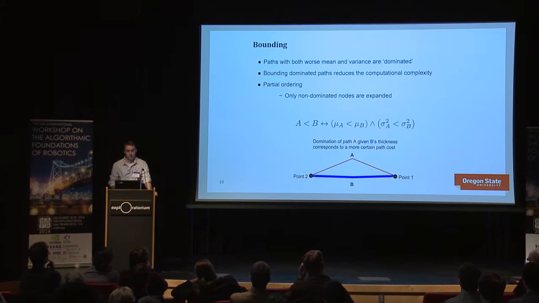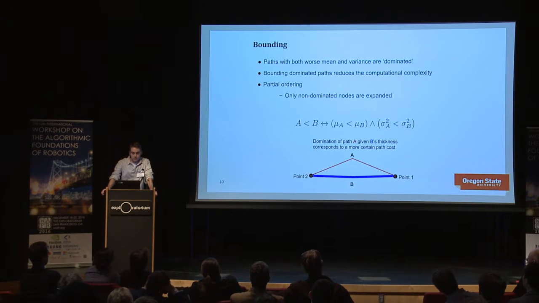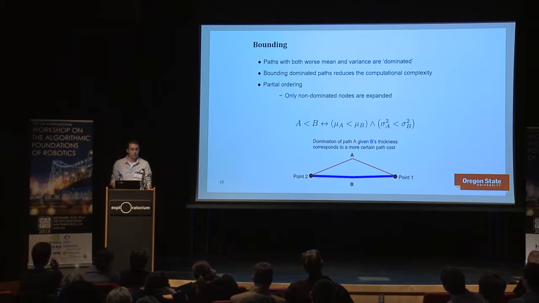All right, so in order to navigate through this graph, we have to bound the paths that we're looking at, because it's going to be intractable if we're looking at a giant graph with cyclical paths and wide detours. So we're going to bound the paths and call them dominated if they have both a worse mean and variance. If they perform worse in both categories, we consider this dominated, and we don't expand this node or look at it as a viable path option.